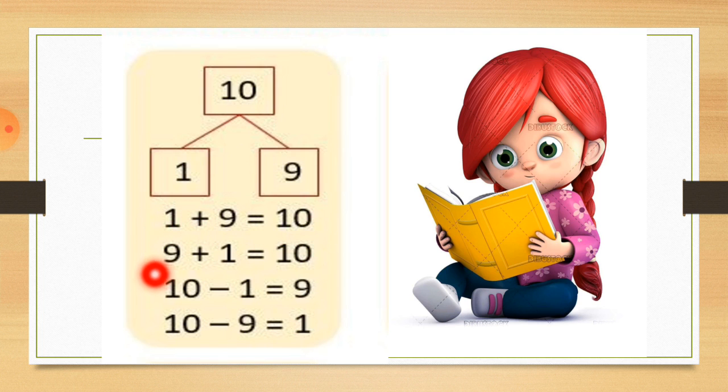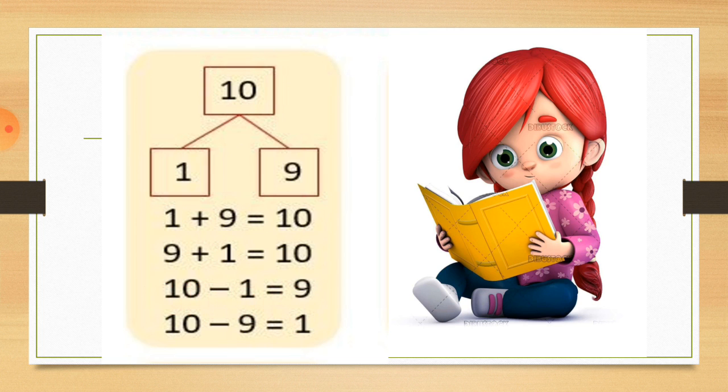Now the next one, 9 plus 1. So here 9 and 1 will come. Which number is missing? Here is 10. So 9 plus 1 is equal to 10. So here the three numbers which are the family will come. Now here 10 minus 1. So 10 and 1 will come. So 10 minus 1 is equal to 9.